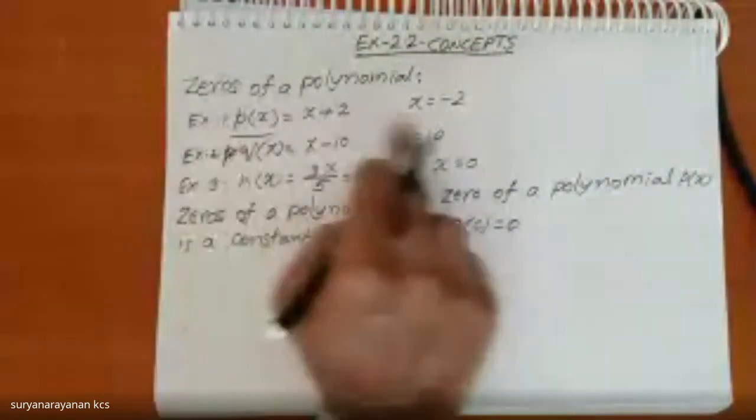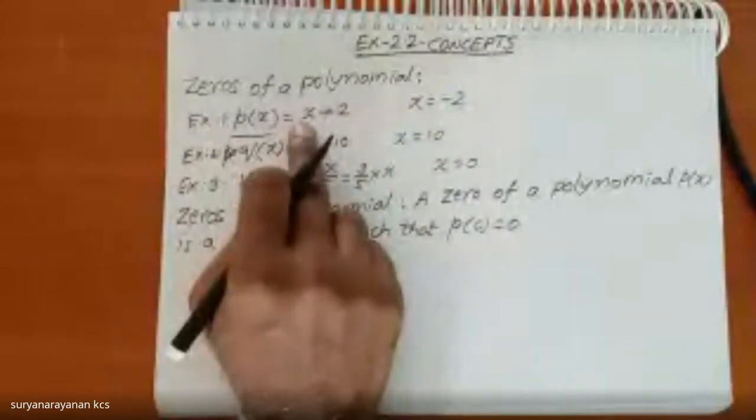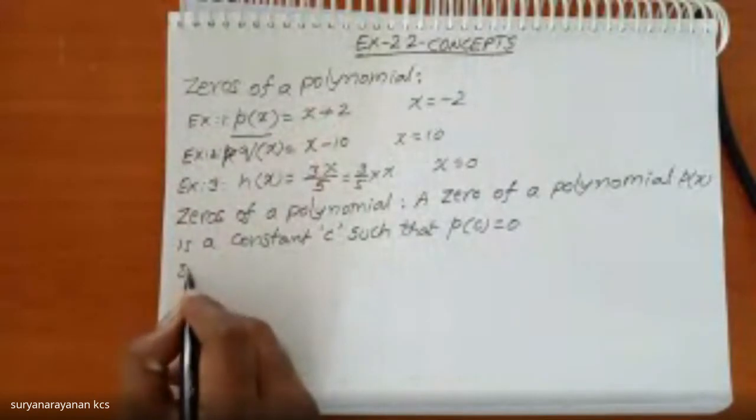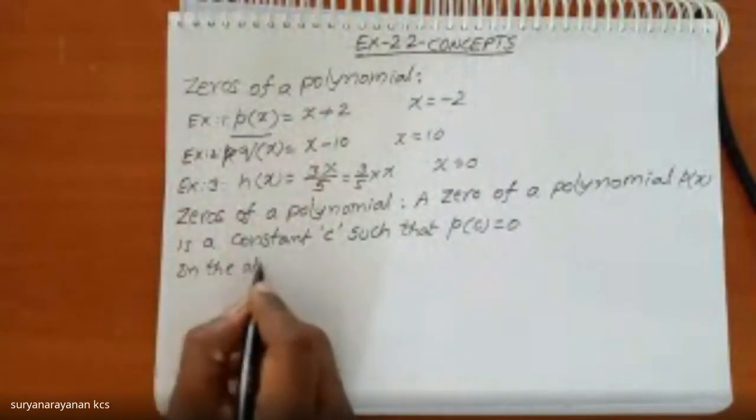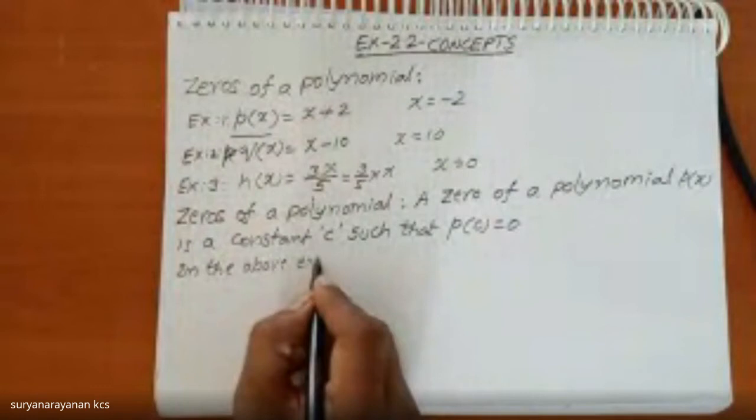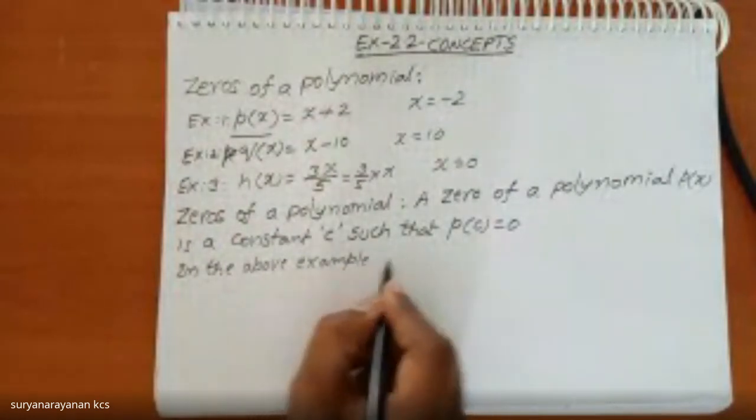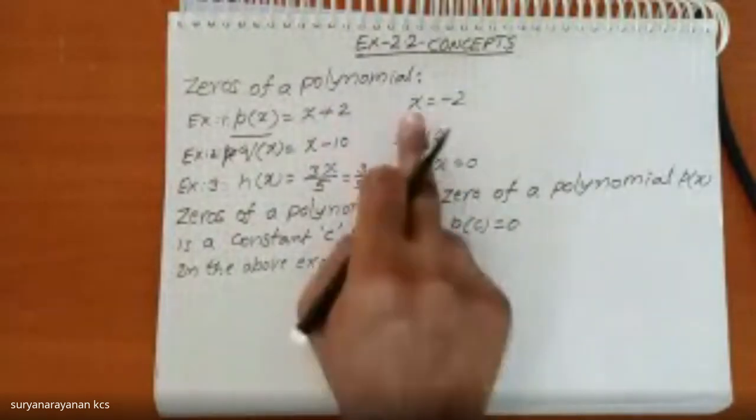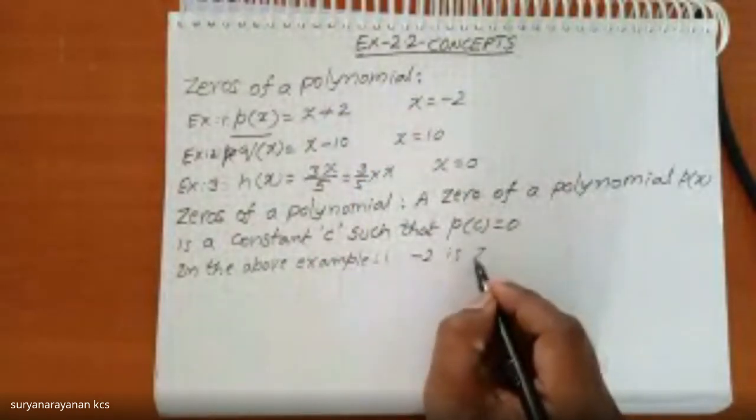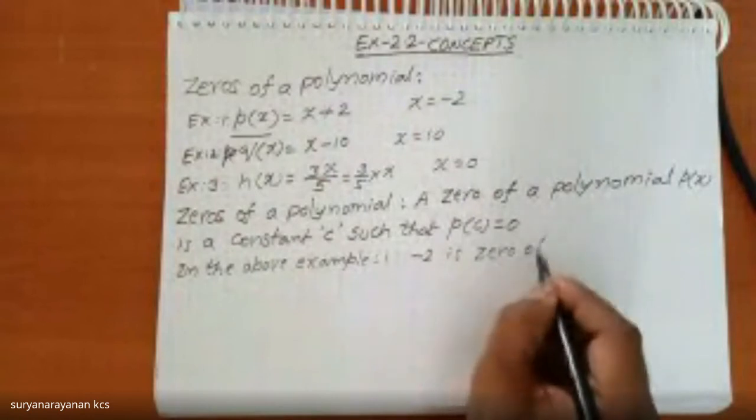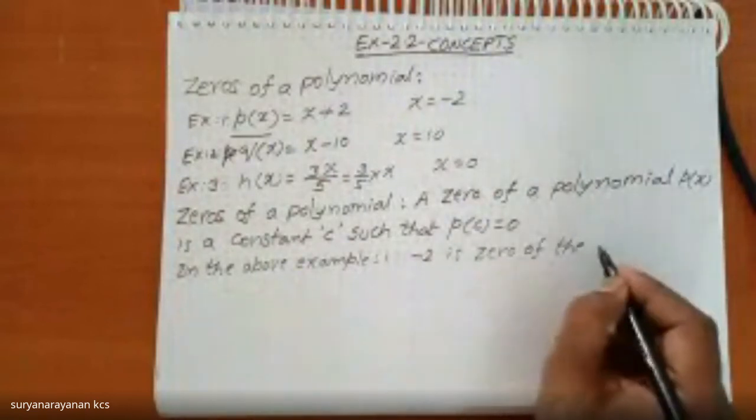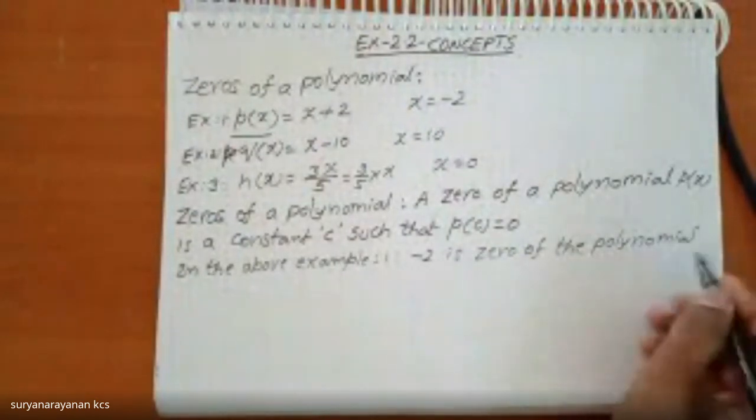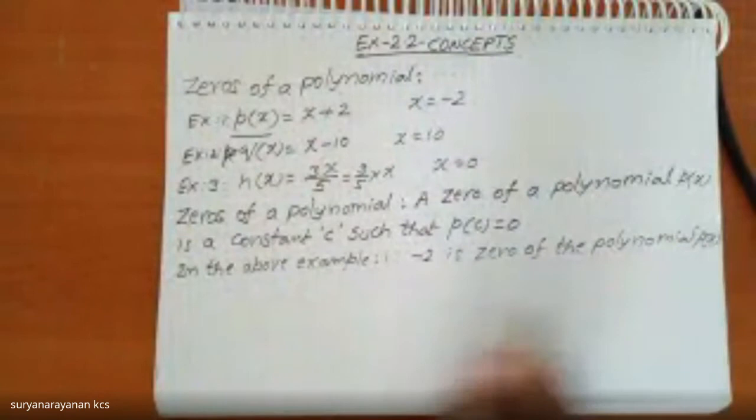In the above example 1, minus 2 is said to be the 0 of the polynomial x plus 2. In example 1, minus 2 is the 0 of the polynomial P of x.